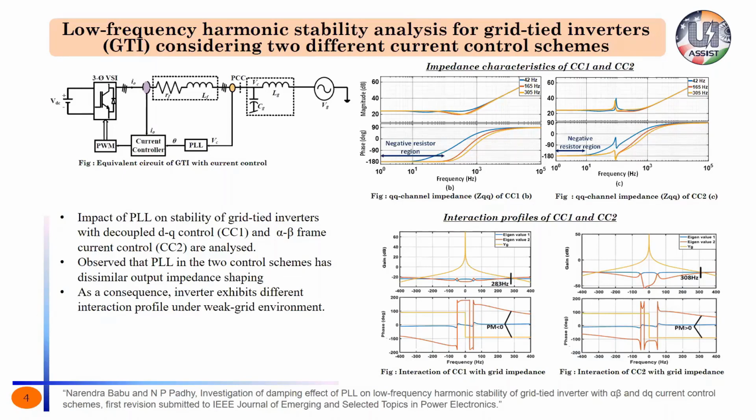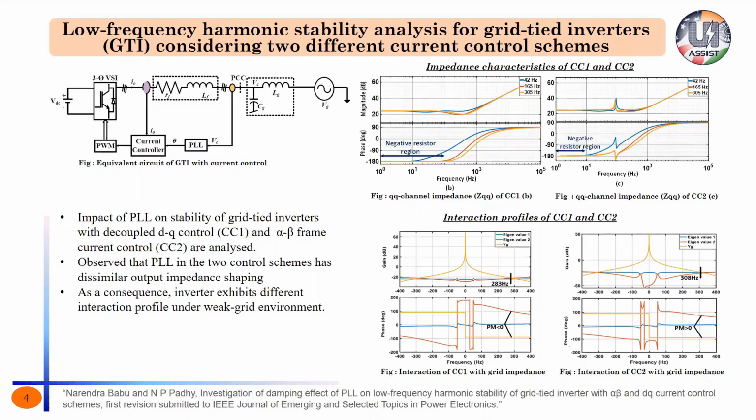But that was not the case for the inverter operating with current controller 2. It was not much dependent on PLL bandwidth, and it was almost settling at 10 hertz for different bandwidths. The plots are drawn for three different bandwidths: 42 hertz, 165 hertz, and 305 hertz. As bandwidths are increased, current controller 1 has a very large, extended negative damping. This negative damping is as good as amplification. Whenever the inverter impedance interacts with the grid impedance, this negative damping will obviously result in system instability.